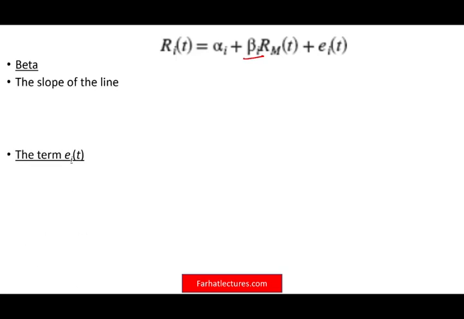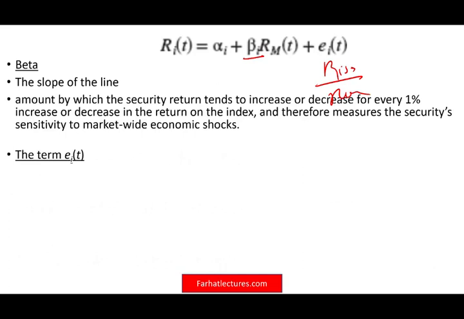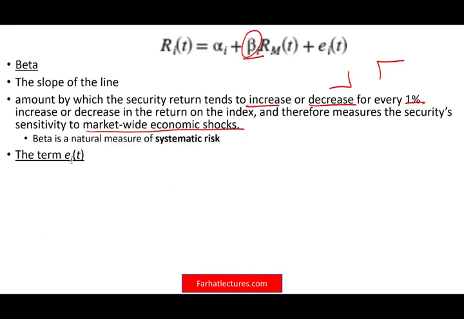Beta is the slope of the line, which is again, rise over run. Hopefully we all know how to compute the slope of a line. It's the amount by which the security return tends to increase or decrease for every 1% increase or decrease in the return on the index, and therefore measures the security's sensitivity to market-wide economic shocks. Simply put, when the market goes up 1%, what happens to your stock? When the market goes down 1%, what happens to your stock? So this beta measures it.